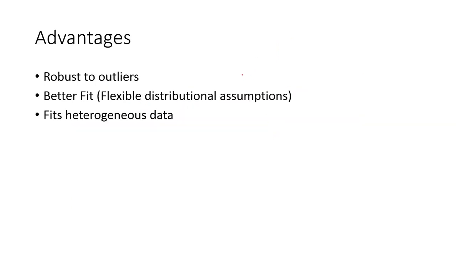What are the advantages of using quantile regression over linear regression? The first one is that it's robust to outliers. Unlike linear regression, which gets badly affected by outliers, quantile regression coefficients are more robust to outliers. And whenever you have not-so-good data which doesn't fit your distributional assumptions, like normal distribution, in linear regression, quantile regression gives a better fit, because there is a flexible distributional assumption in the case of quantile regression.